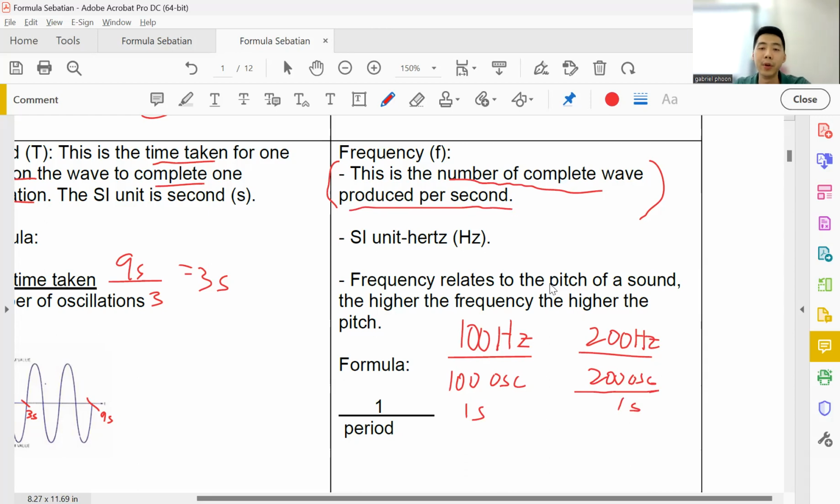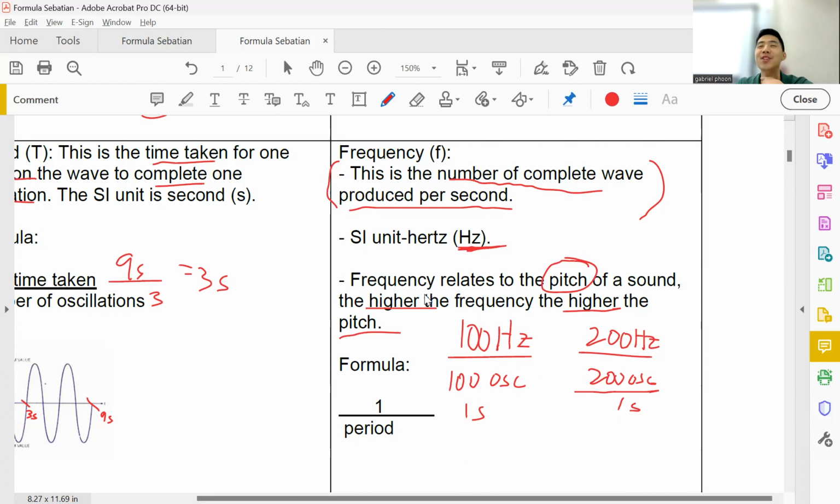Okay, the higher the frequency, the higher the oscillations per second. Obviously frequency is measured in hertz, and frequency relates to the pitch of the sound. The higher the frequency, definitely the higher the pitch. Okay, in general, men are very lazy creatures. That's why when they talk, their voice box oscillates at a much lower frequency. That's why you don't hear a high pitch. But women are more hardworking, right?